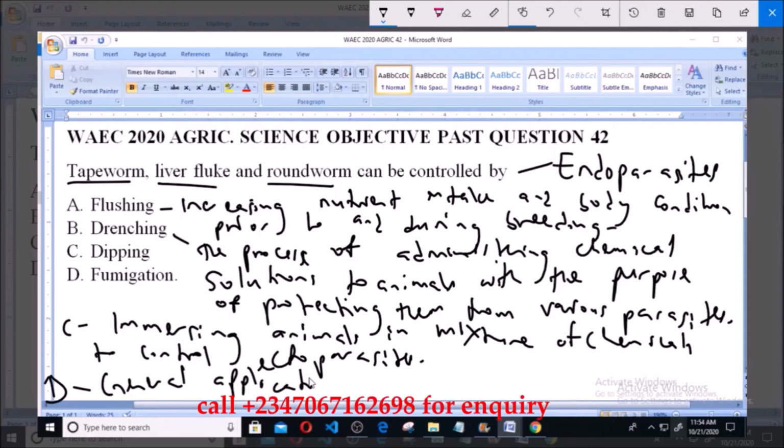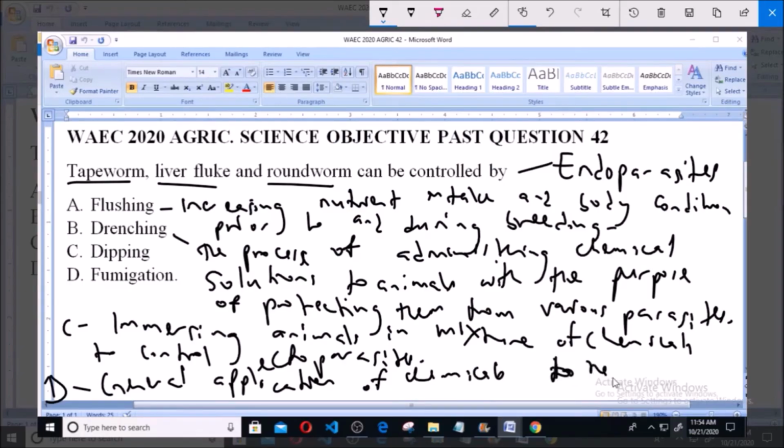application of chemicals into the surroundings for the purpose of disinfection. So these four practices, as you can see, are practices in animal husbandry.